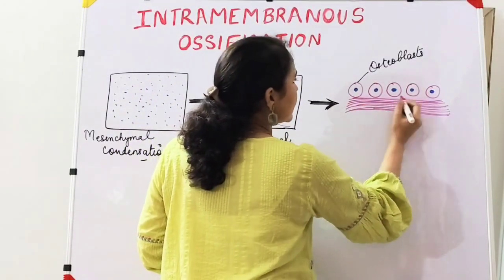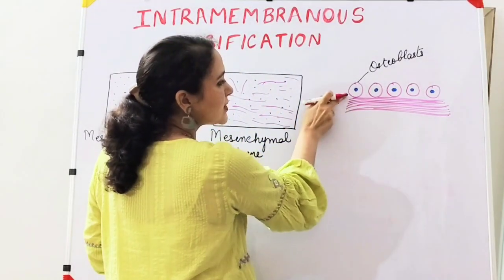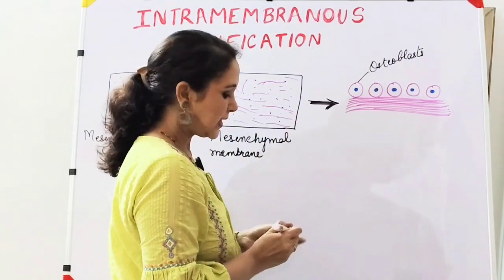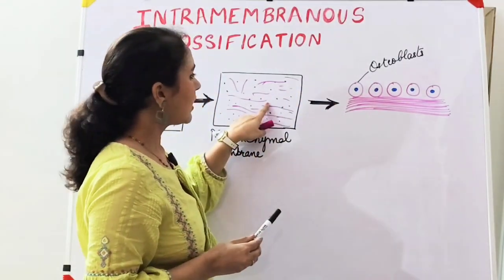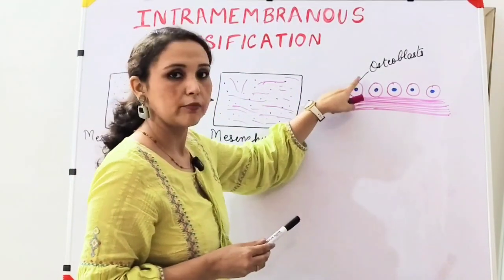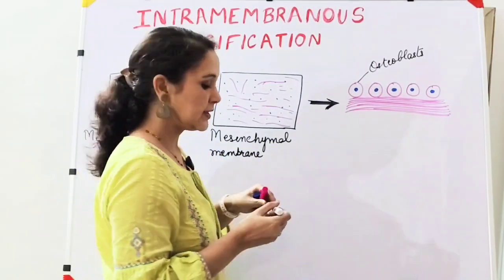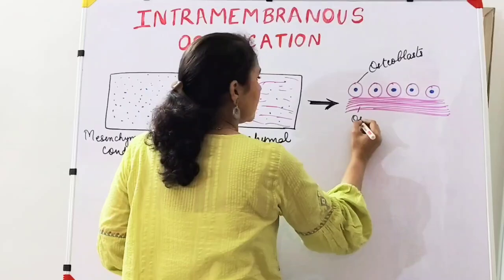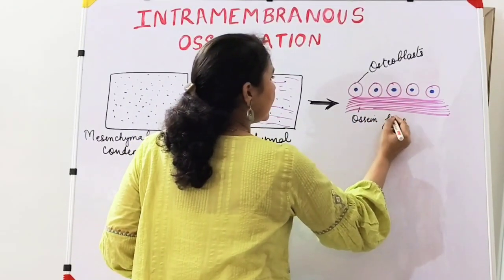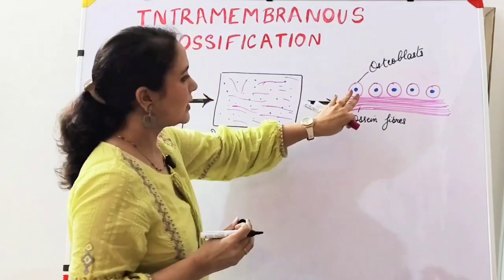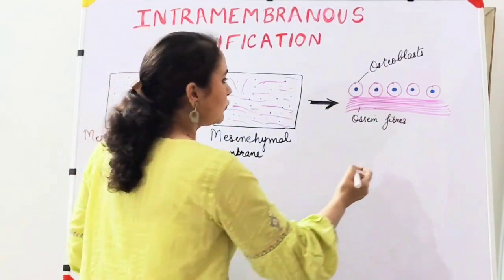And these osteoblasts will arrange themselves alongside these fibers. As we can see very clearly in this diagram, the mesenchymal cells have enlarged and formed the osteoblasts, and the osteoblasts have laid down these ossifying fibers. And where are they arranged? They come to arrange themselves alongside these fibers. Now we move to the next step.